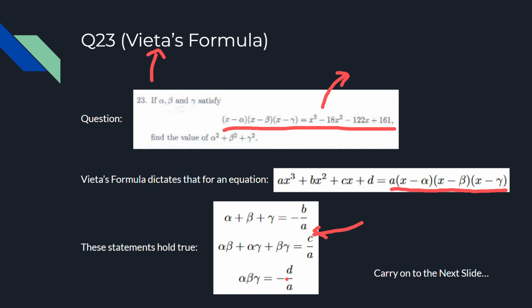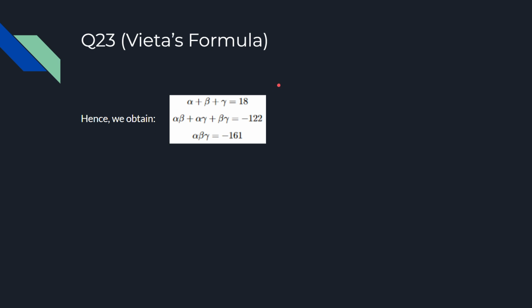This is a very handy result because we have the roots on this side, we have the roots on this side, and over here, we already have all the coefficients. We have a is equal to 1, b is equal to negative 18, c is equal to minus 122, and d is equal to 161. So now all we have to do is substitute our values in. We have sum of roots 18, sum of these terms negative 122, and product of these terms negative 161.